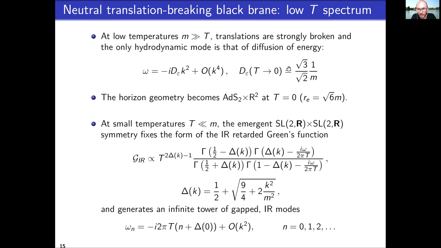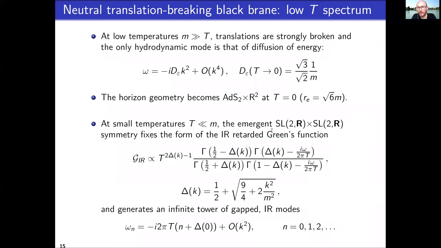And this is why when you go to zero temperature, the diffusivity remains non-zero, because there are still states that they can use to disperse energy. So AdS2 horizons are a bit special because they have this feature of having a non-zero diffusivity. Another feature is that at small temperatures, because of AdS2 cross R2, there's an emergent SL2R cross SL2R symmetry.